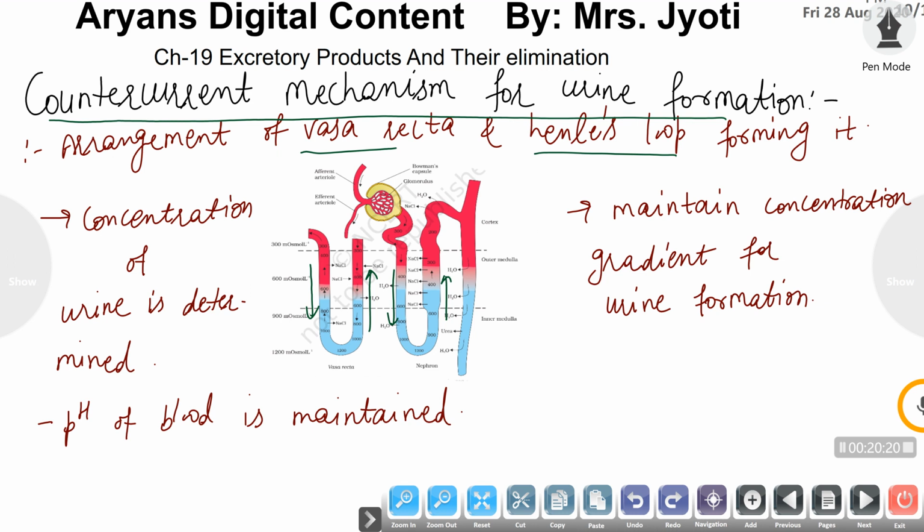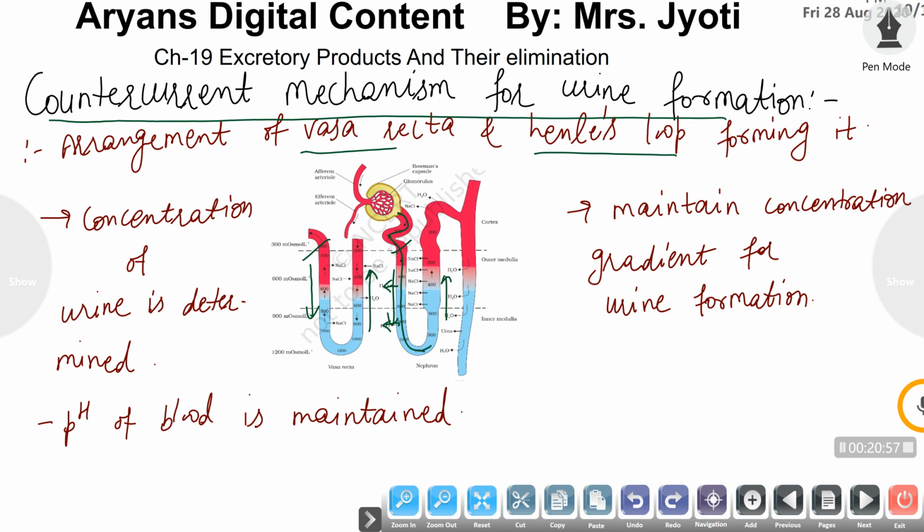In this, the filtrate entering the convoluted tubule runs downward through the descending limb of the loop of Henle, which is permeable to water only. Now, water comes out from the loop of Henle. The ascending limb of the vasa recta, which is closer to the descending limb of the loop of Henle, is permeable to water, and the water released by the descending limb of the loop of Henle is absorbed back by it.